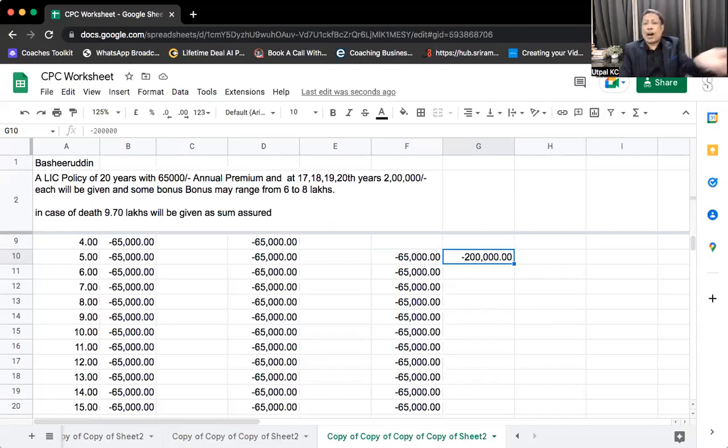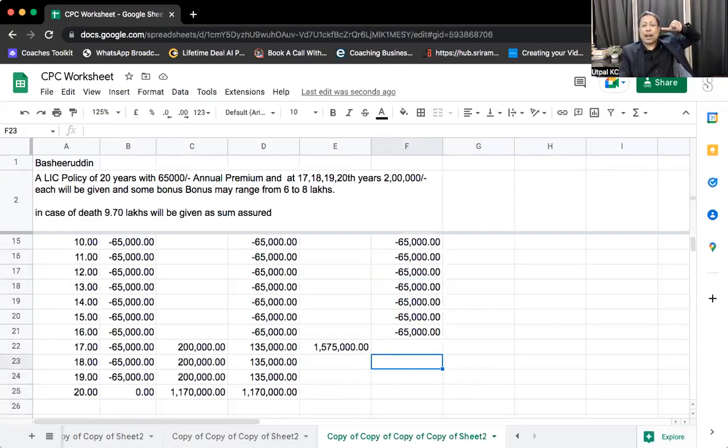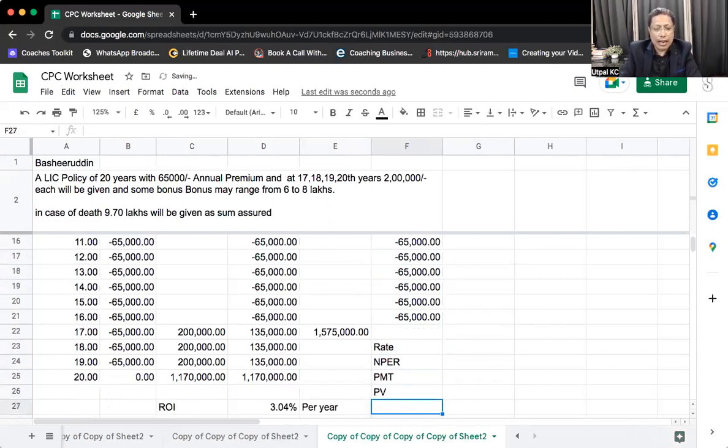Now you know it. What we need to find out? We'll have to compare with this. What we'll have to find out? FV, we'll have to find out. You know it already, right? That's what you do. Okay, so we know our rate, then NPER, then PMT, and PV, and FV.